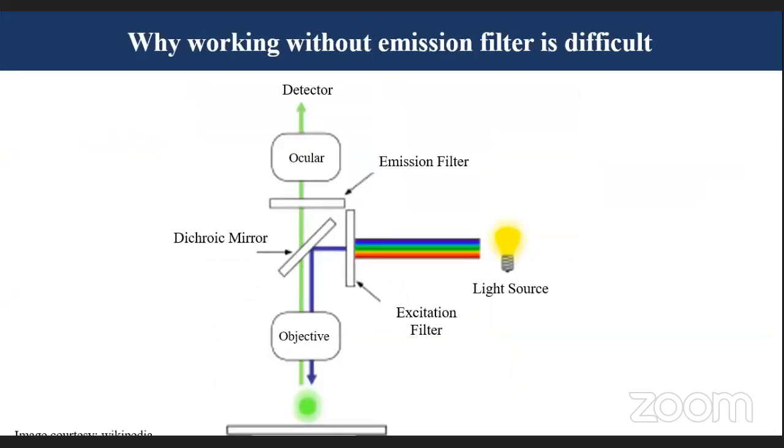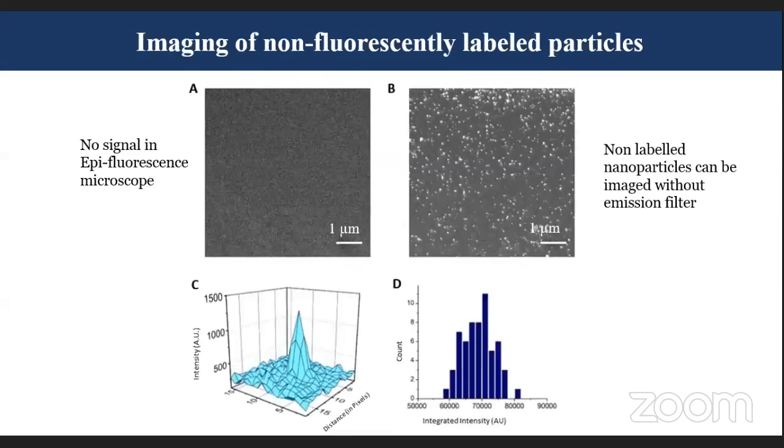Why is it a challenge to take out the emission filter from the system? Because if you see this figure, the light source throws all sorts of light. If you remove the emission filter, then the light which is illuminating this object will also come to the detector, and it will create a lot of interference.